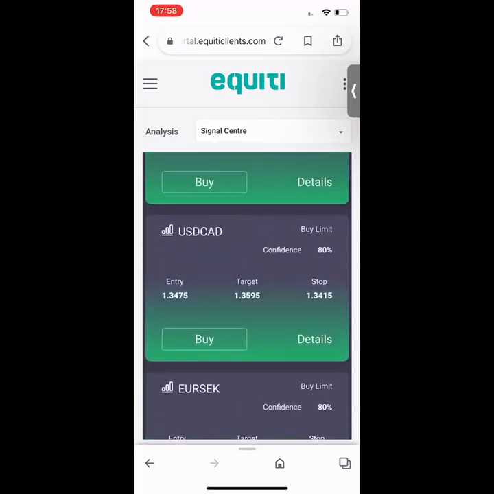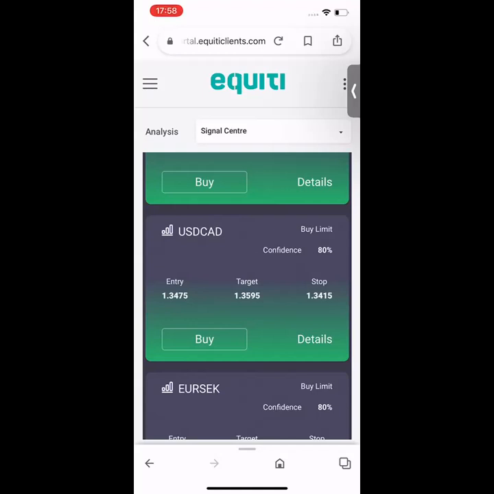USD CAD here has a confidence level of 80%, and it's a buy limit order. We have the entry at 1.34750. Don't forget the decimal places for currency pairs are 5 decimal places, not 4. So you're viewing it on the signal center, perhaps you're seeing 4, but don't forget it's 5.